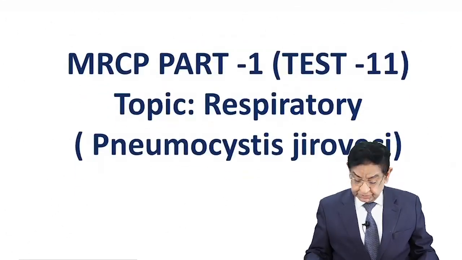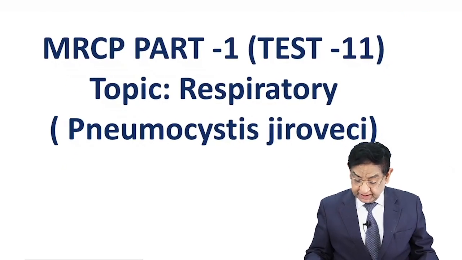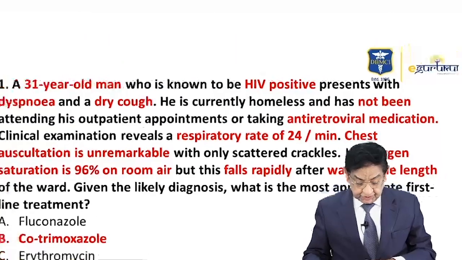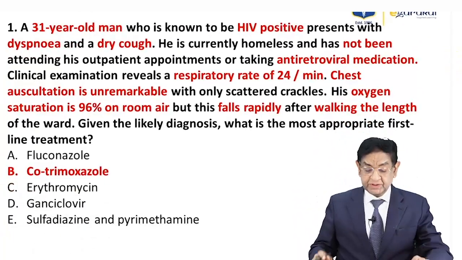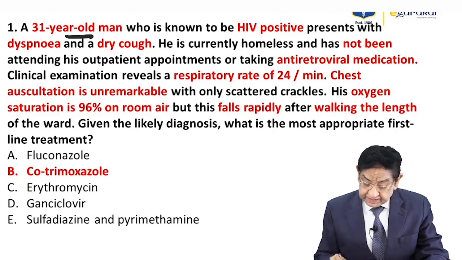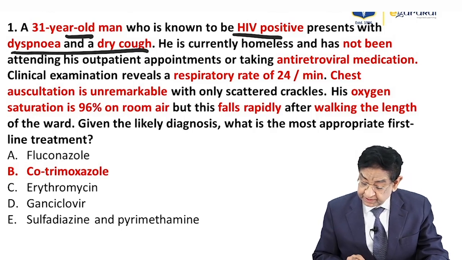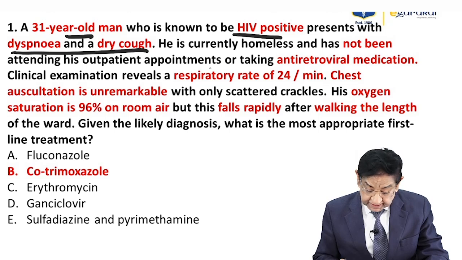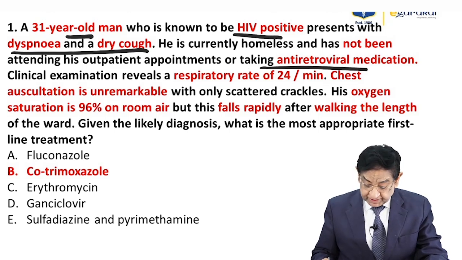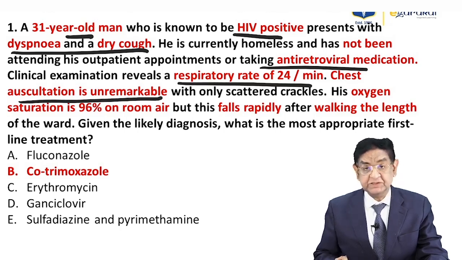Hello everyone. So I'll be discussing the respiratory test, and the first topic of discussion is pneumocystis. Okay. So we have a 31-year-old man, HIV positive, with dyspnea and dry cough, and he's not properly taking his anti-HIV drugs. Respiratory rate is 24. Chest auscultation is clear.